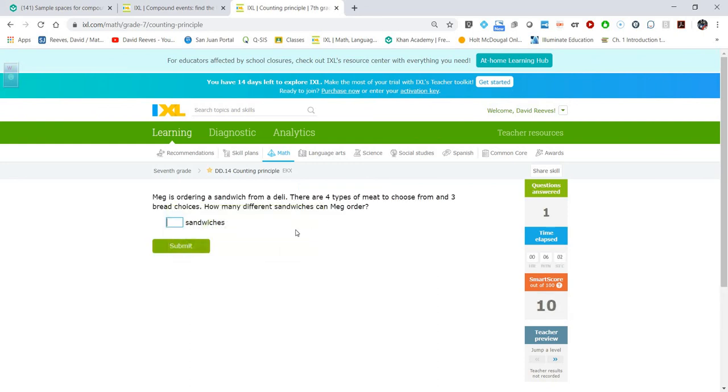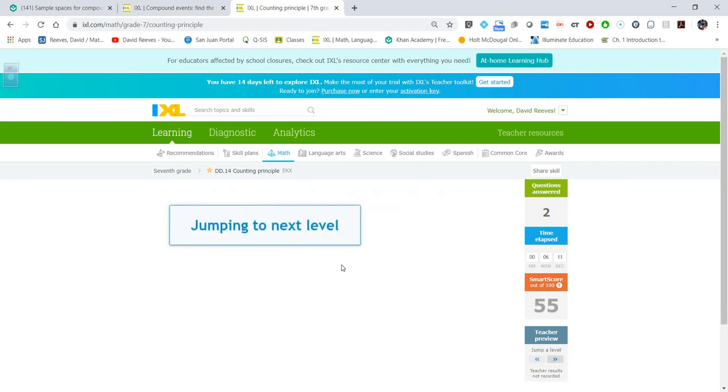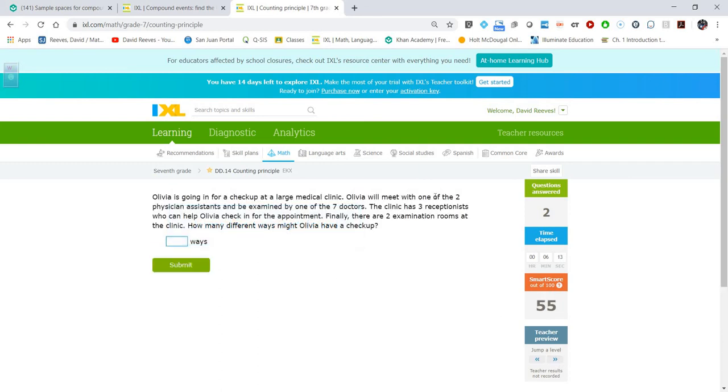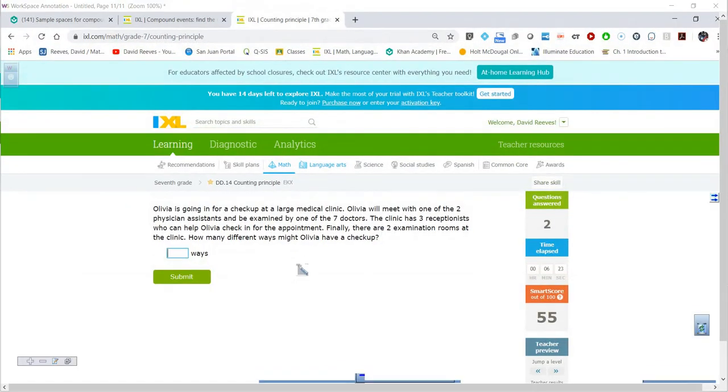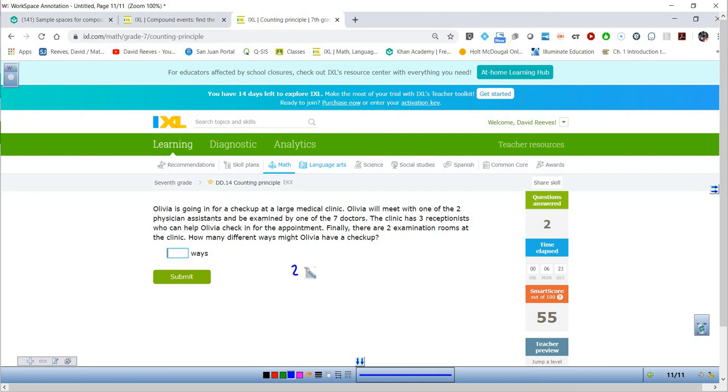All right, 4 types of meat, 3 types of bread, 4 times 3. We're not going to add, subtract, divide. We're going to multiply. Does this get any more difficult? Let's see what we got here. All right, 2 assistants, 7 doctors, 3 receptionists, 2 examination rooms. Oh my goodness, what do we got here? We got 2 physician assistants. We have 7 doctors, 3 receptionists, and 2 examination rooms.